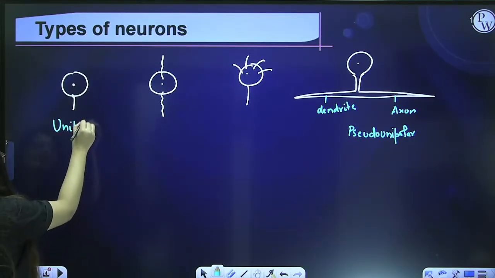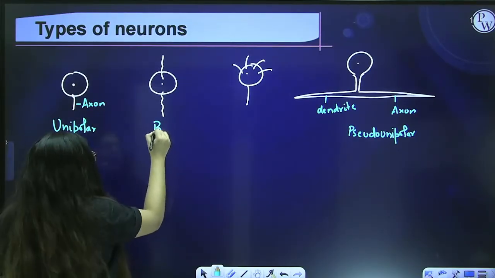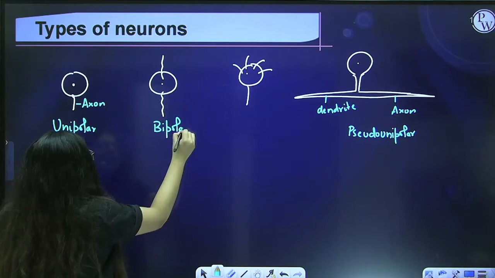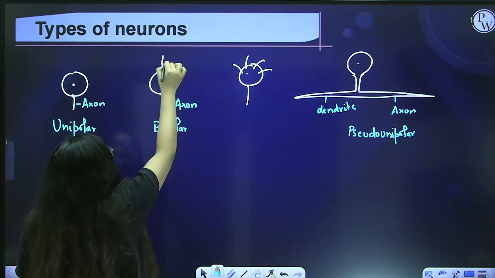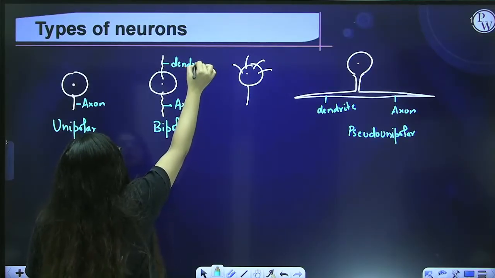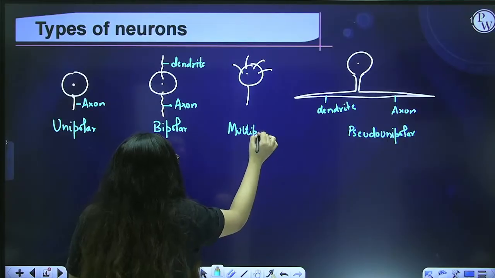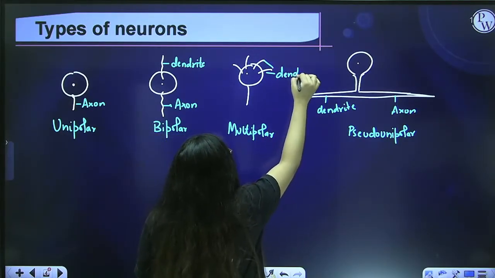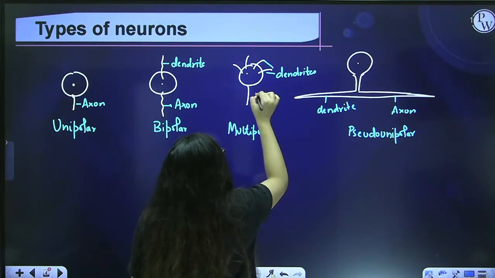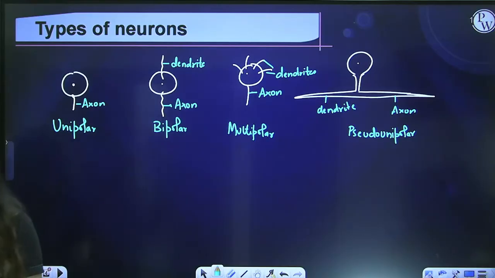In unipolar, the one thing you can see is that there is only one axon. In bipolar, there is one axon and one dendrite. Whereas in multipolar, you can see a number of dendrites and only one axon. Fine. So there are different types of neurons on the basis of this structure.